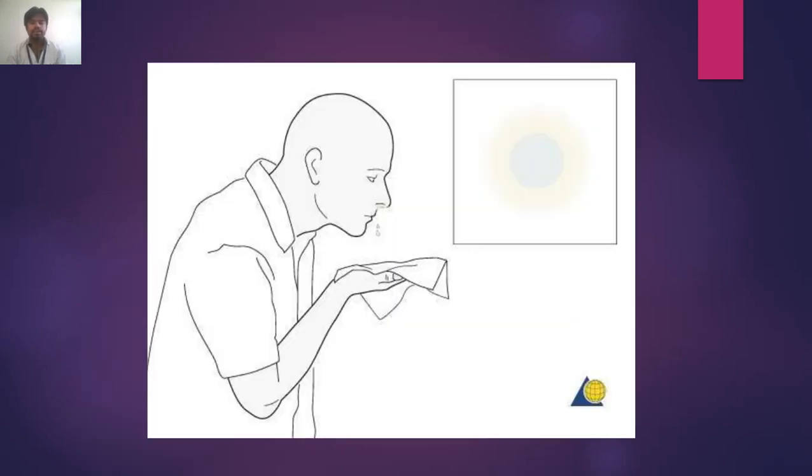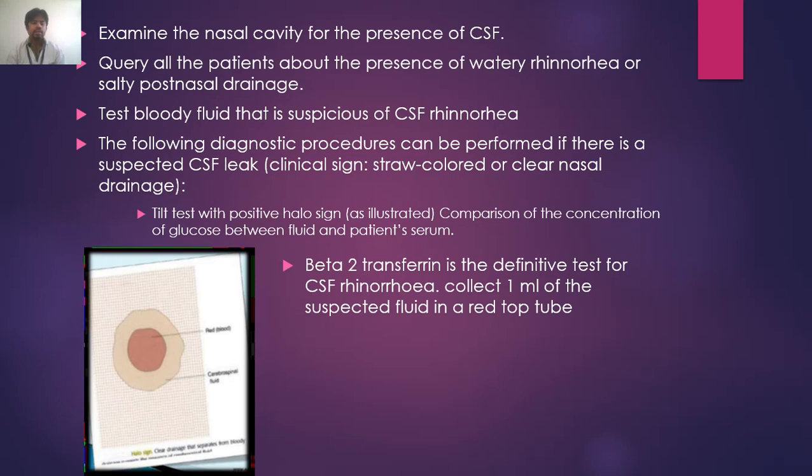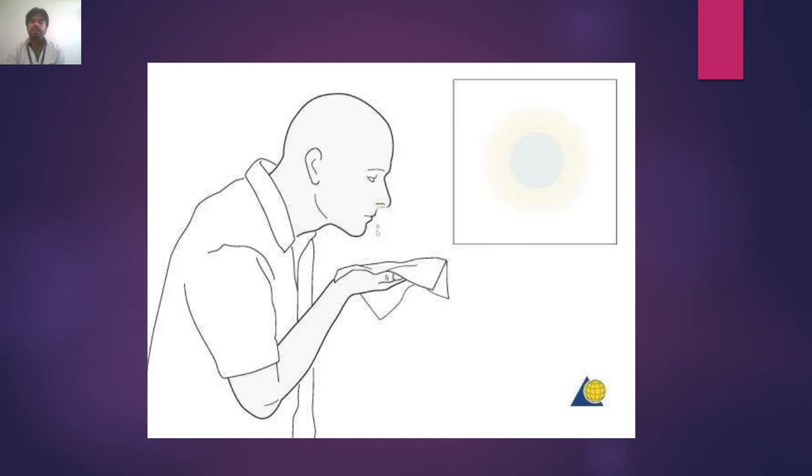This is a tilt test, where the patient's fluid is put on a handkerchief or blotting paper. In the central portion the blood will clot, and there will be a halo formation peripheral to it. The halo is a positive sign for CSF rhinorrhea. If blood is not there, the blotting test can also show a halo around clear fluid as well.